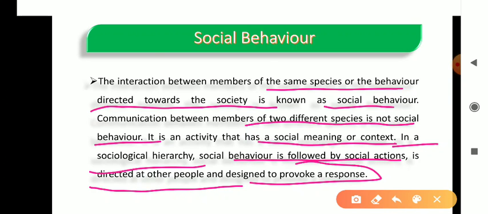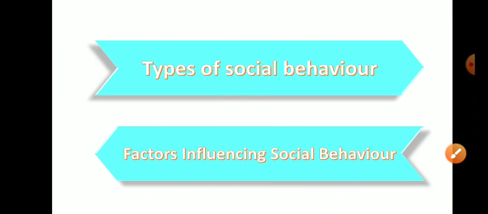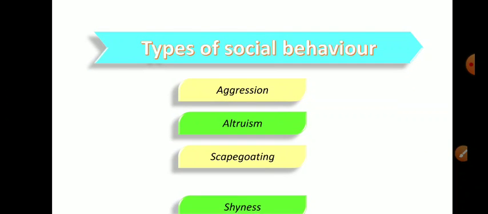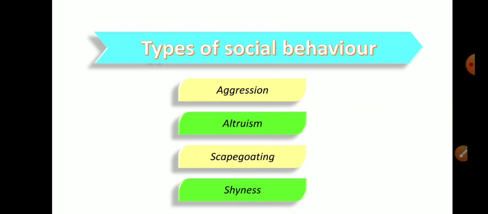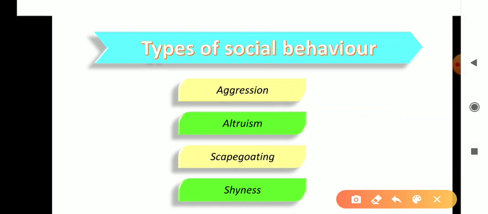Okay, in this we will discuss two things: what are the types of social behavior and what are the factors that influence our social behavior. First we will discuss the types of social behavior. There are so many types of social behavior. First one is aggression, altruism, scapegoating, and shyness. These are all types of social behavior. We will discuss one by one: what is aggression, what is altruism, what is scapegoating, and what is shyness.